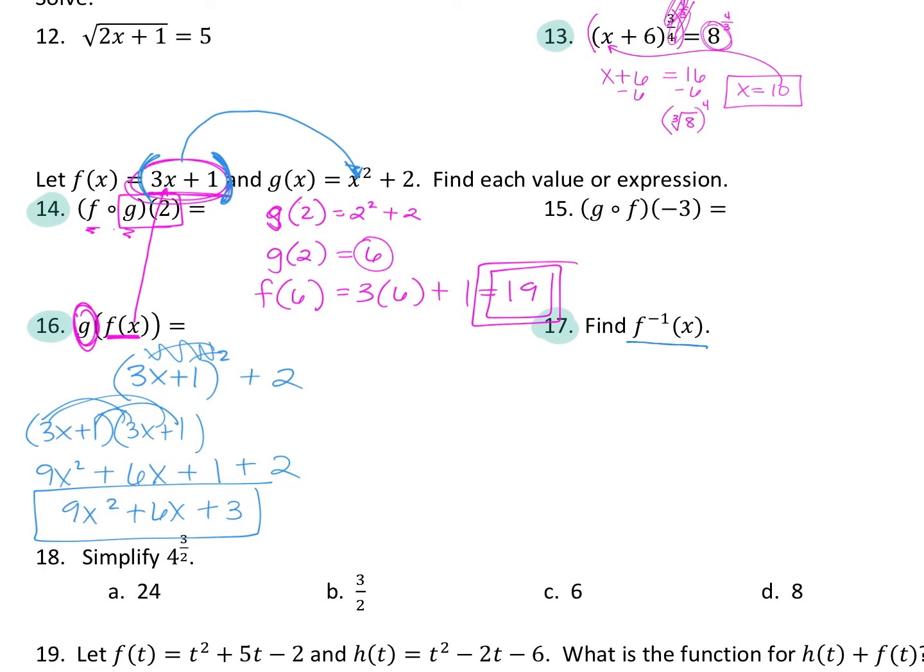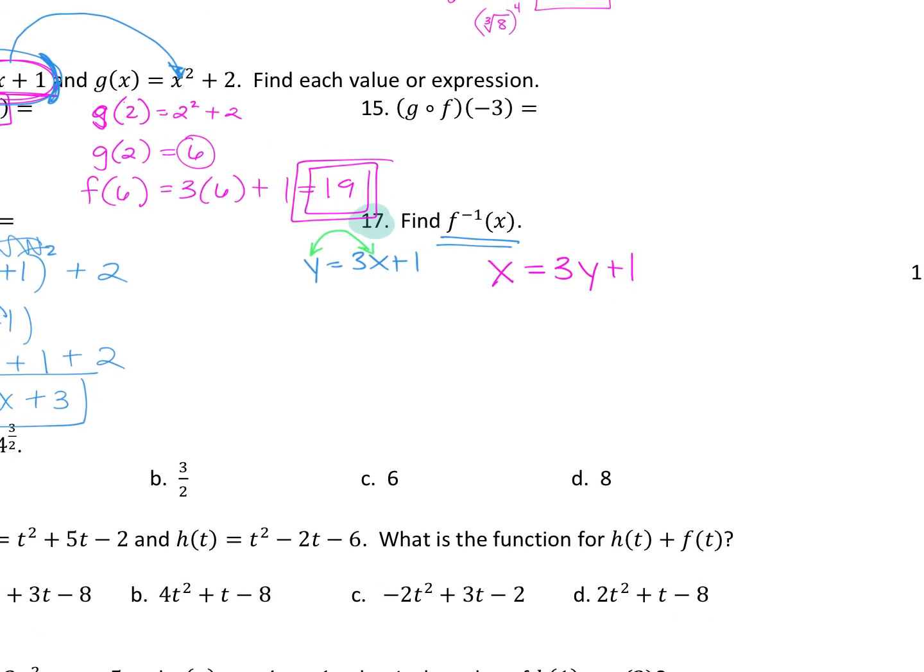17 is f inverse of x. Do you remember what you have to do with an inverse? Inverse, you just switch your x and your y, right? So think of this as y equals 3x plus 1, right? F of x and y are interchangeable. So we're going to swap our x and our y and call it x equals 3y plus 1. And then you solve for your y. So take away the 1 and then divide by 3. So y is equal to x minus 1 divided by 3.